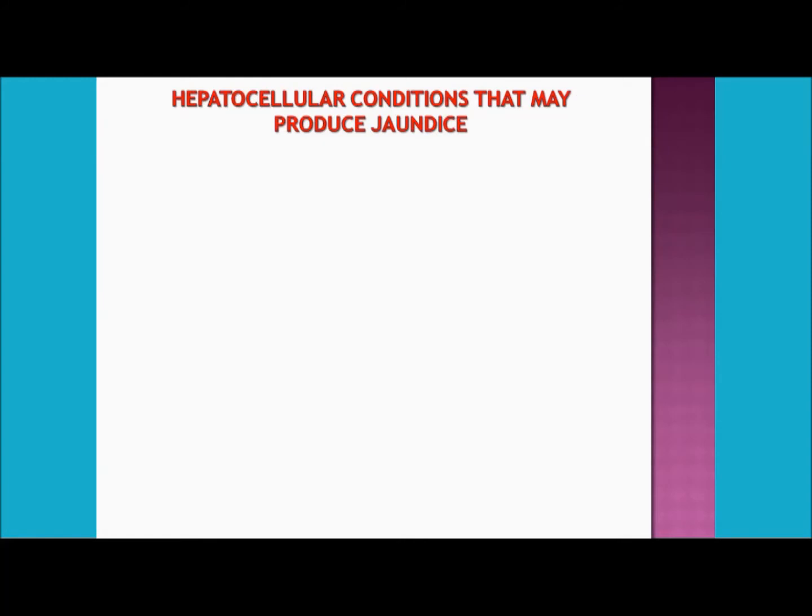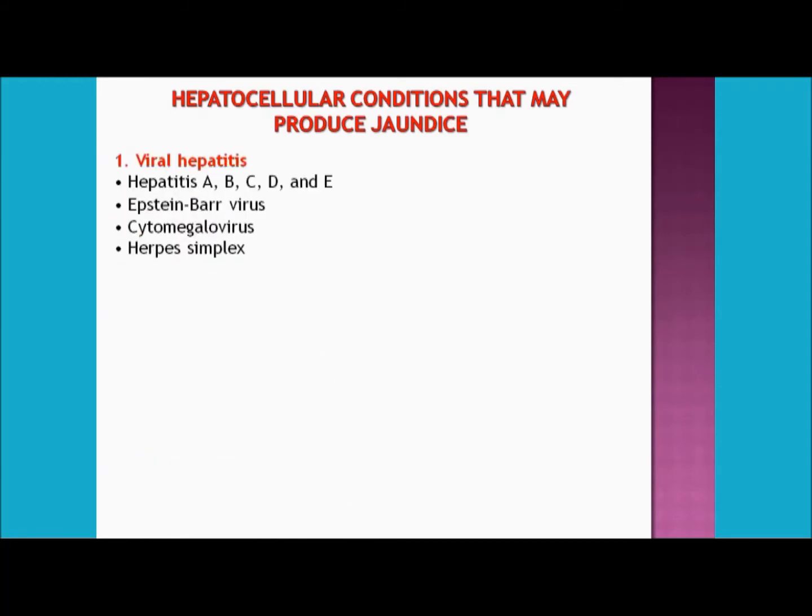Now, hepatocellular conditions that may produce jaundice. So what are the conditions? Let's discuss. First of all, jaundice can be produced by viral hepatitis. It can be produced by viruses. What are the types of viral hepatitis? Hepatitis type A, B, C, D, and E. It is generally caused by viruses like Epstein-Barr virus, cytomegalovirus, herpes simplex, right? Moreover, alcohol can induce jaundice-like symptoms in human beings.